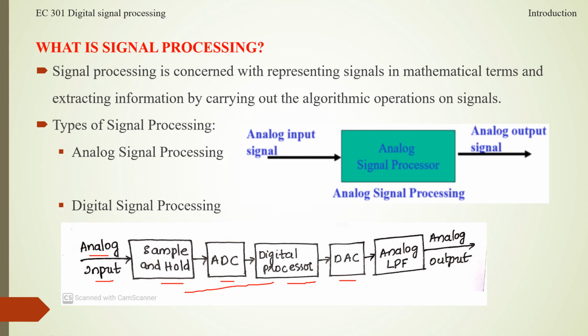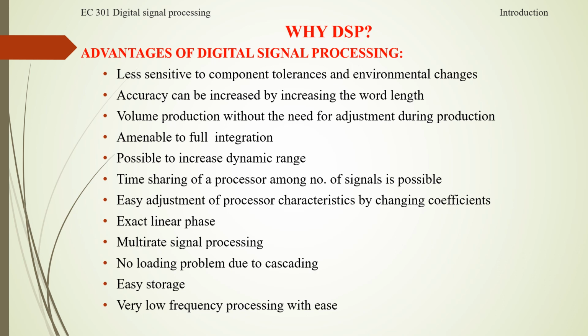To remove the high frequencies present on the signal, an analog low pass filter is used. Here you can see the useful analog output, and for example, it can be a piece of music filtered from surrounding noise. Why DSP, or the advantages of digital signal processing?